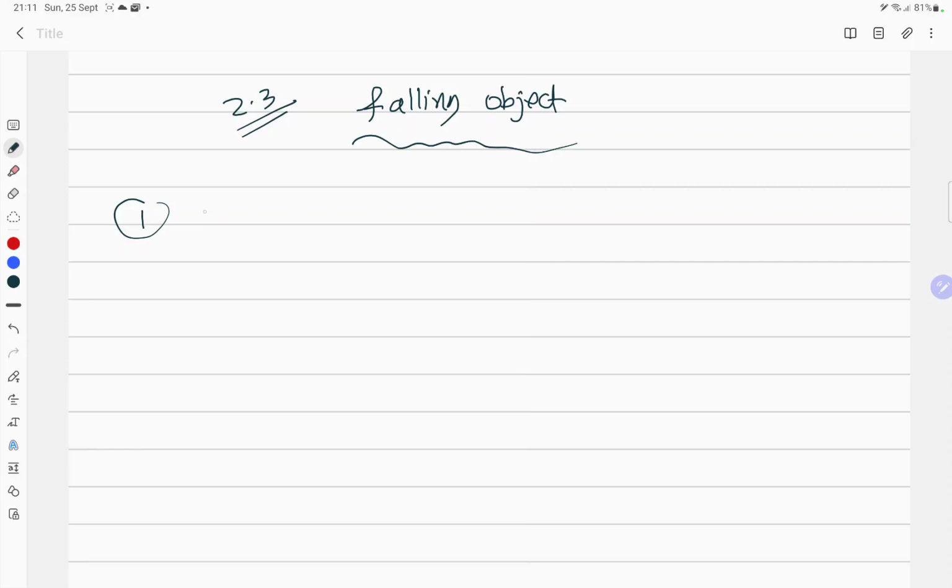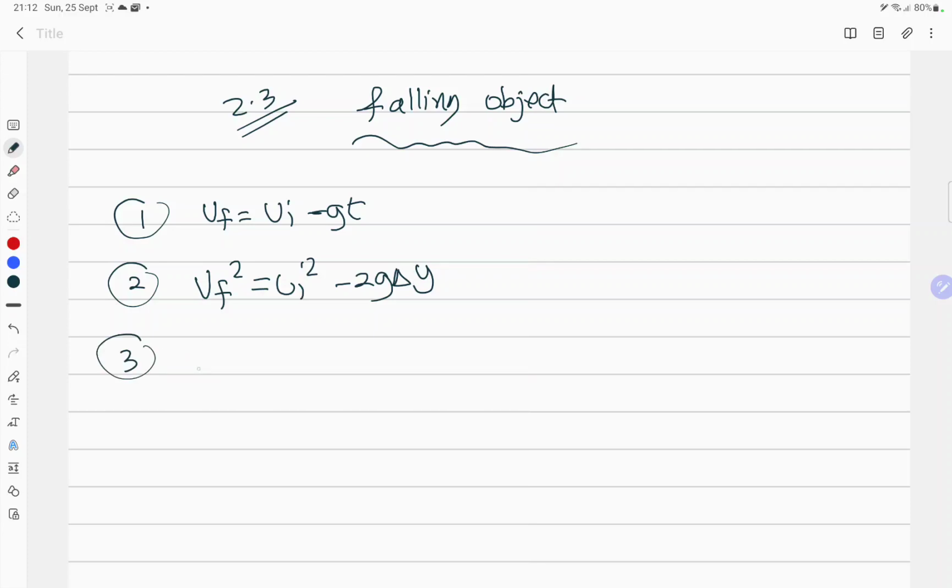The first one is V final equals V initial minus GT. Why minus? Because this will make the question easy to solve. The second one: V final squared equals V initial squared minus 2G delta Y. And the last one, I'm not using the average velocity one. It's not necessary at this stage. So delta Y equals V initial T minus half GT squared. In this case, the three of them can be used in solving problems.